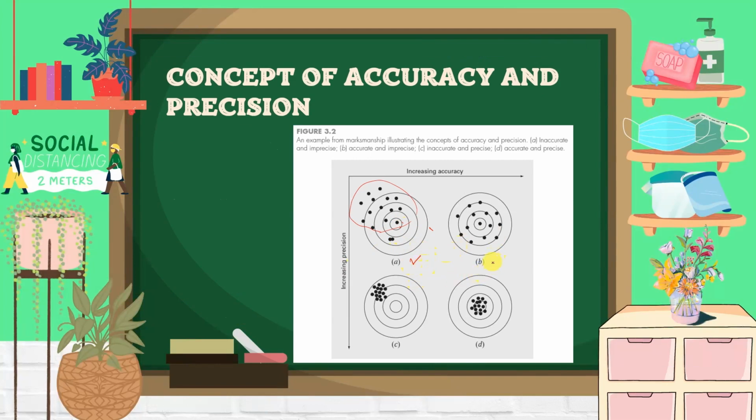In figure B, accurate and imprecise: the data are almost near the target but still far away from each other. In figure C, inaccurate and precise: not near the target but near each other. And in D, accurate and precise. So these are the sharpshooters, kidding aside. The data are near the target and near each other.